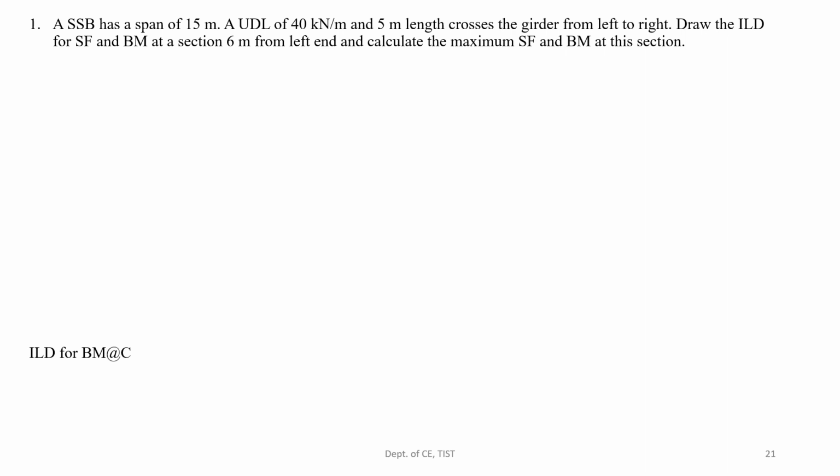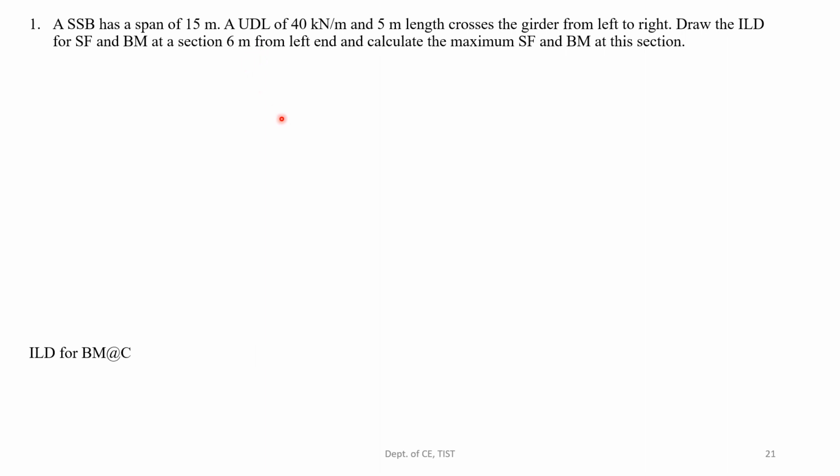Here in the question it is given that the length of the span is 15 meter. So L is equal to 15 meter. Then the intensity of UDL, that is W, is equal to 40 kN per meter, and the length of the UDL, that is D, is equal to 5 meter. So the length of the UDL is less than the length of the beam. Also, section C is at a distance of 6 meter from the left end. That means Z is equal to 6 meter.